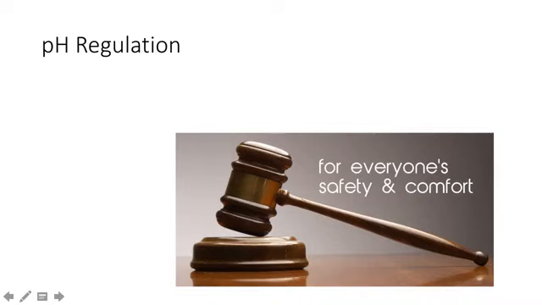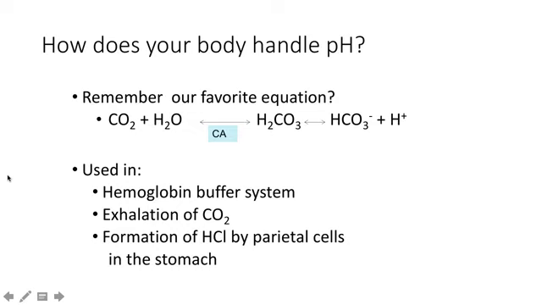All right, so on to pH regulation, if I can get my slide to advance. All right, so how do we handle pH? Well, we have our favorite equation, right? Carbon dioxide and water in the presence of carbonic anhydrase will form carbonic acid, which quickly dissociates into bicarbonate and hydrogen ions, right? We saw this in the hemoglobin system.